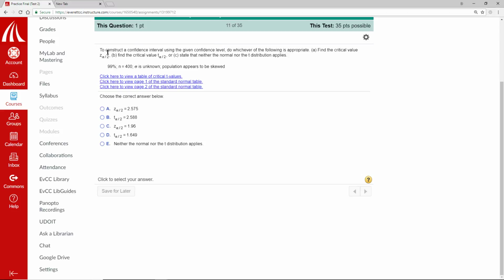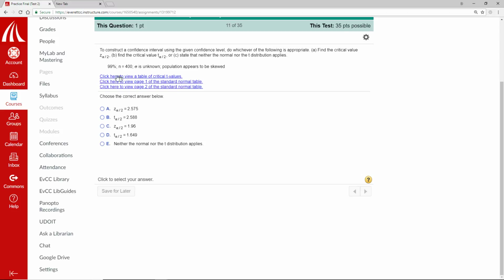So anyway, it says to construct a confidence interval using a given confidence level, do whichever of the following is appropriate. Find the critical value z alpha over 2, or b, find the critical value t alpha over 2, or c, state that neither the normal nor t-distribution applies. We have 99% confidence level, and our n is extremely large. N is 400. Sigma is unknown. Population is skewed. That doesn't matter too much. But because sigma is unknown, we do have to do a t alpha over 2.